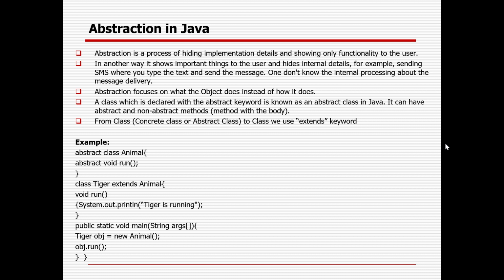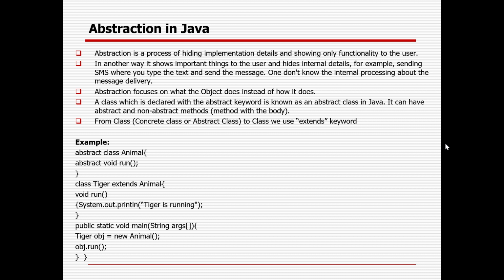They don't want to disclose it, because if you disclose it, another company can easily do the same thing and it will affect their business. So some organizations don't want to disclose the relevant internal things, but they want to show only the output. That is called abstraction. Abstraction focuses on what the object does instead of how it does it.